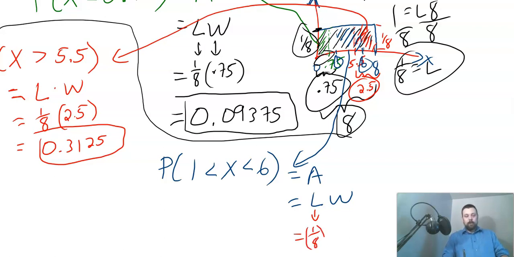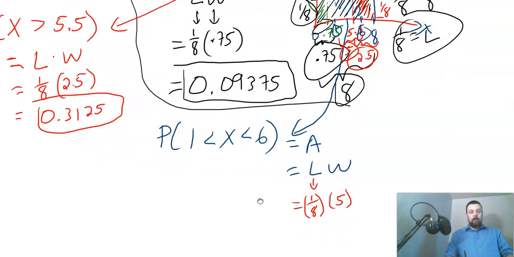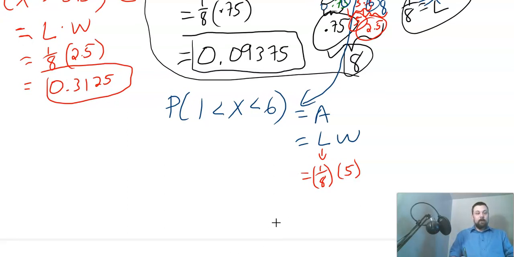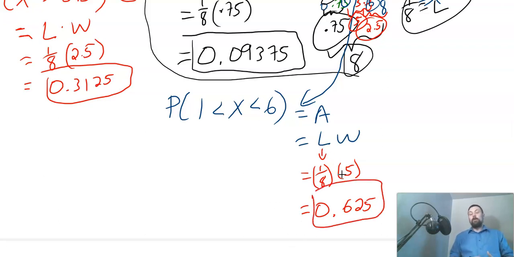So 1/8. The width, we're going from 1 to 6, so the gap there is 5. So the width is 5. Again, you can subtract: 6 minus 1 tells me the width there is 5. And so I'm going to get 1/8 times 5, which is just 5 divided by 8 essentially. We have 0.625. So about a 63% chance that the wait time will be between 1 and 6.